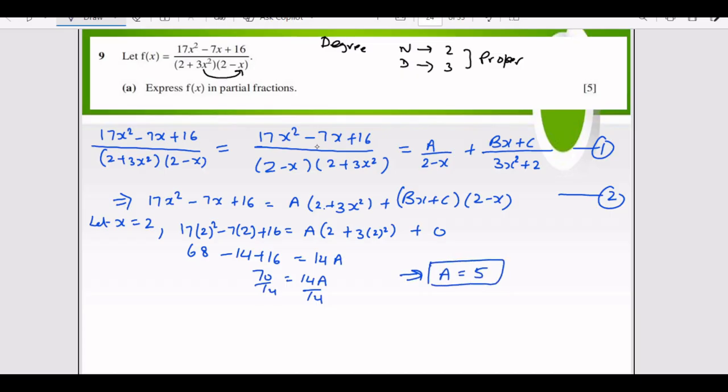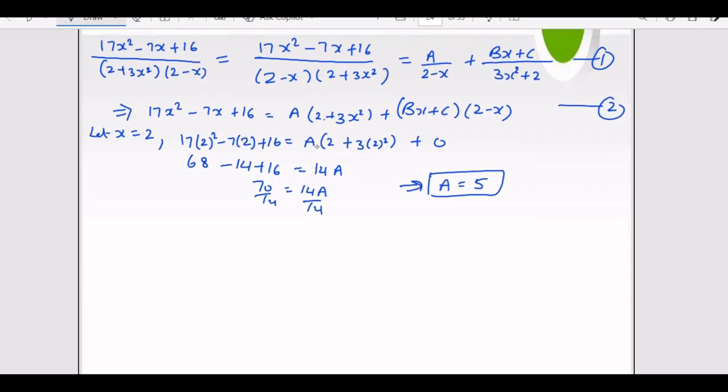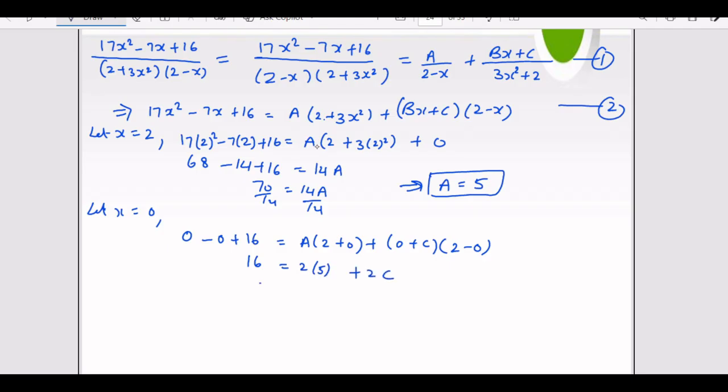So this is our value of A. Now let x be 0. This is 0 minus 0 plus 16 equals A times 2 plus 0 plus C times 2. So we have 16 equals 2A plus 2C, and A is 5, so I can put 5. This is 16 minus 10 equals 2C, and this gives us C equals 6 over 2, that is 3.